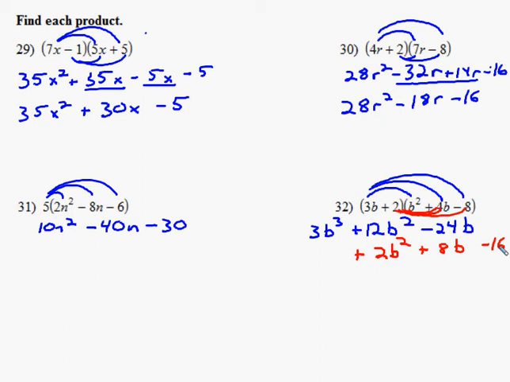And now I can combine these. I have my like terms lined up already. So I just have a 3b cubed plus 14b squared. Negative 24b plus 8b is negative 16b, and then negative 16, or minus 16. And that's the answer for that binomial times the trinomial. You just make sure you multiply each term in one polynomial times each term in the other.